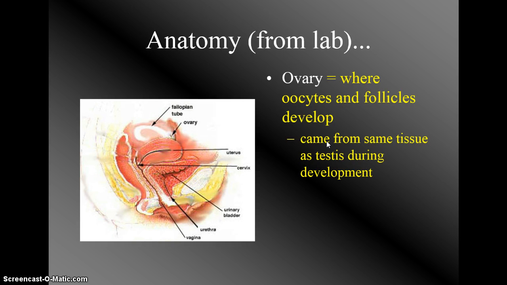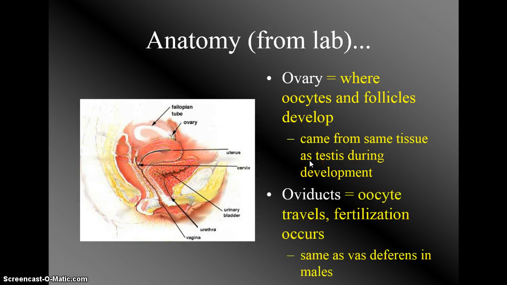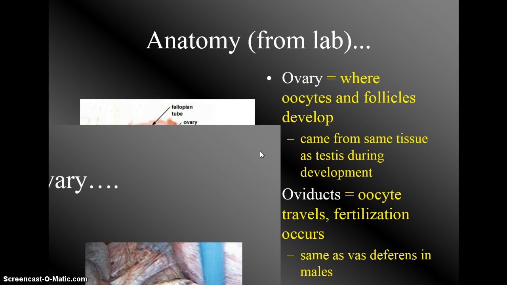Basically, it's an oocyte with cells around it, and the ovary developed from the same tissue as the testes did in males. So in a developing fetus early on, the ovary and testes are the same until the hormones come in, and then they will become either ovaries or testes. Oviducts, which you commonly know as the fallopian tubes. The oviducts are where fertilization is going to take place. This is where the sperm and egg will come together.